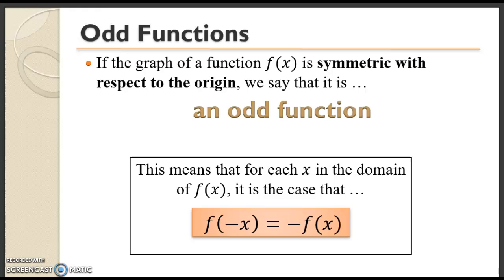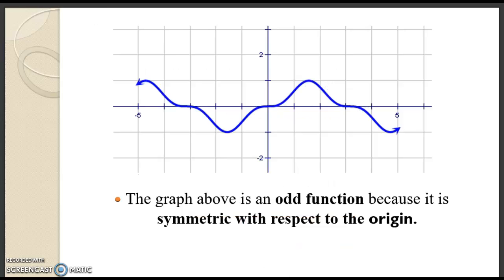An odd function is symmetric with respect to the origin. So that means if we plug in negative x, we get the negative of the function out. What does that look like? Here we can see a graph that is symmetric with respect to the origin, because if we were to cut down the y-axis and rotate this entire half 180 degrees, it would land on top of itself. So this is an odd function because it's symmetric with respect to the origin.